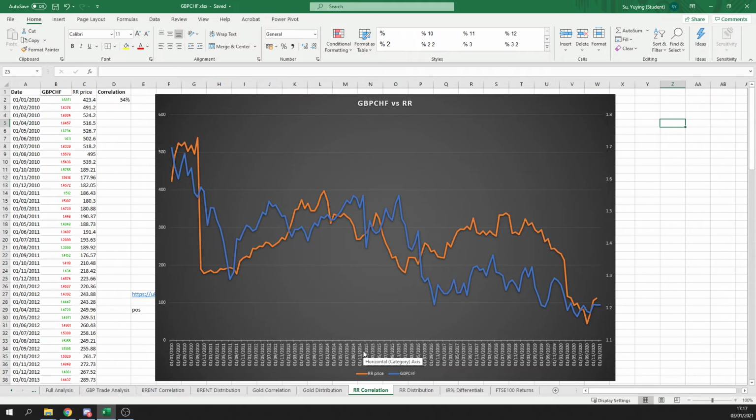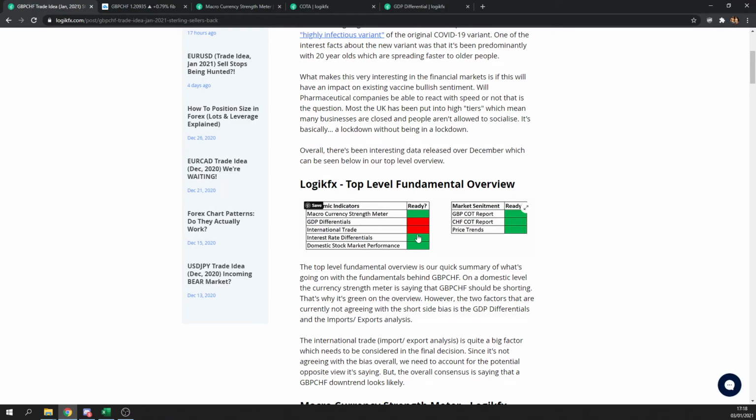Our final decider. Rolls-Royce, again, very strong positive correlation against GBP Swiss franc. And what is it doing? Well, unfortunately for us, and unfortunately for our analysis on our fundamental bias from the currency strength meter, it is saying that you are potentially going to grow to GBP Swiss franc. Why is that? Because Rolls-Royce prices have increased quite significantly over the past month or 2. And that correlates on that 54% positive correlation basis that we might be also seeing a GBP Swiss franc upside move in the future. And that is why our international trade analysis is red here.